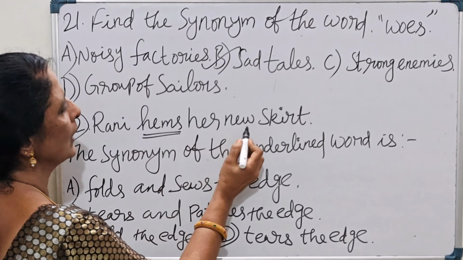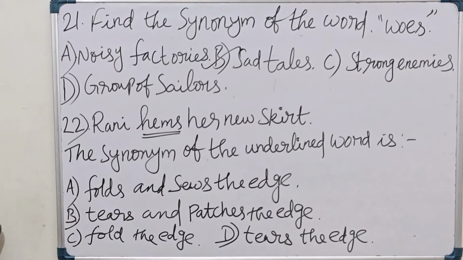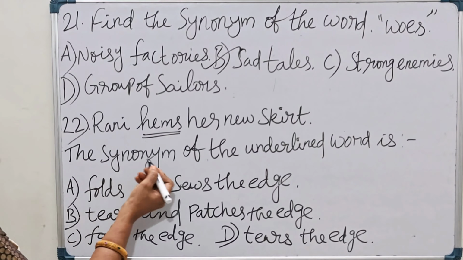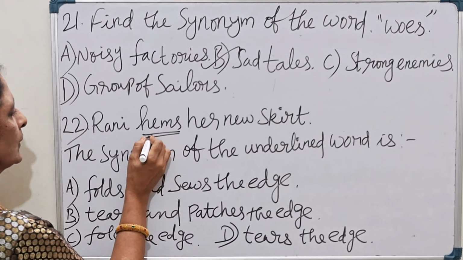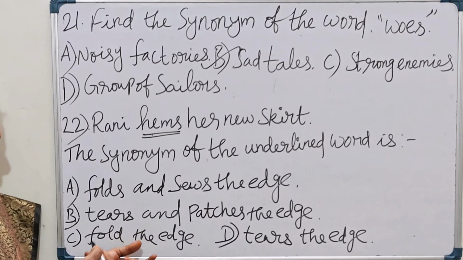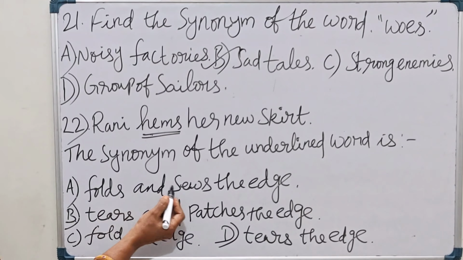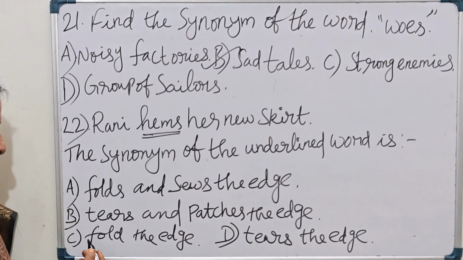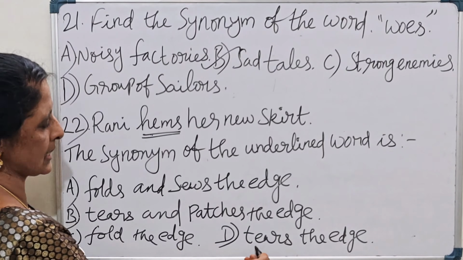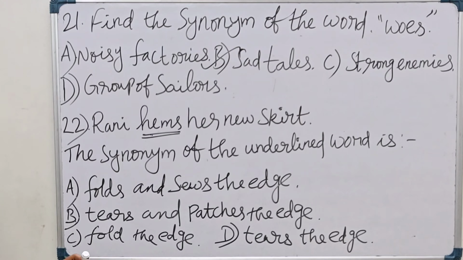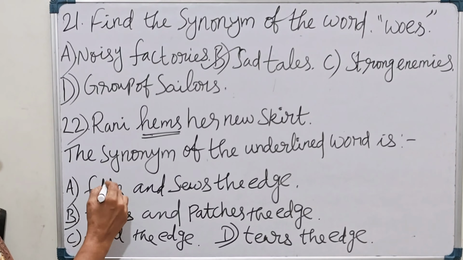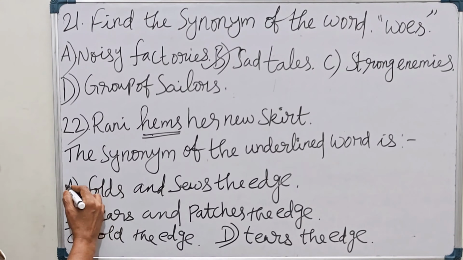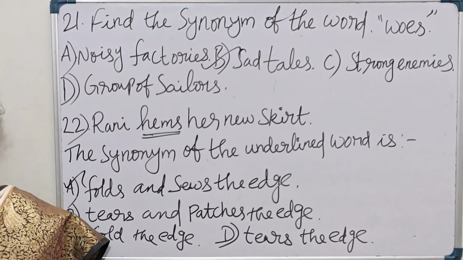Rani hems her new skirt. Hems here is used in tailoring work, hemming. The synonym of the underlined word is, for this we have to find out the meaning. Options are A, folds and sews the edge, and C, tears and patches the edge, D is tears the edge. Now meaning is to fold and sew the edge of a piece of cloth. The meaning is A. Option A is the correct answer.